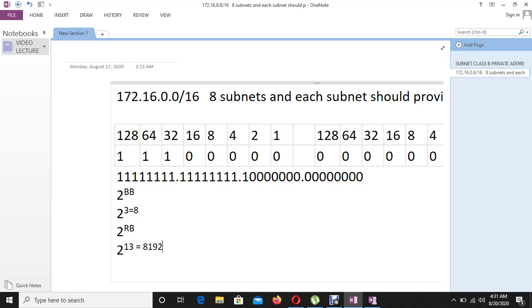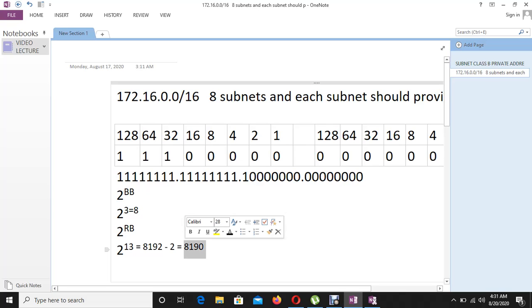I am just trying to do some calculation right from here. Say 2 to the power of 13 gives me 8,192. So that's correct. Alright, we're looking for 8 subnets, and each subnet should give us 7,000 users, and that is fine. We are okay with that. Now we're going to subtract 2 from here, and that equals 8,190, and that is our valid host range. This is exactly what I am looking for.